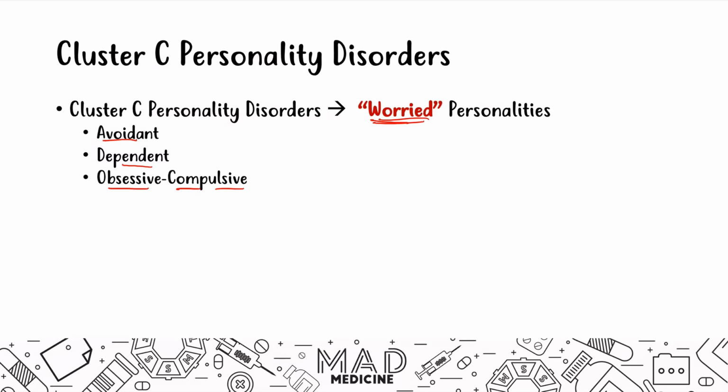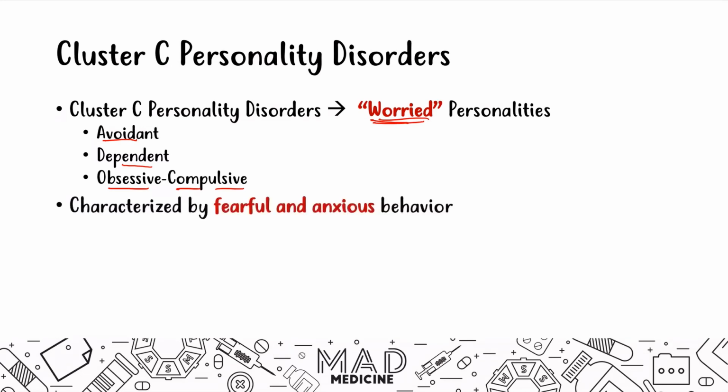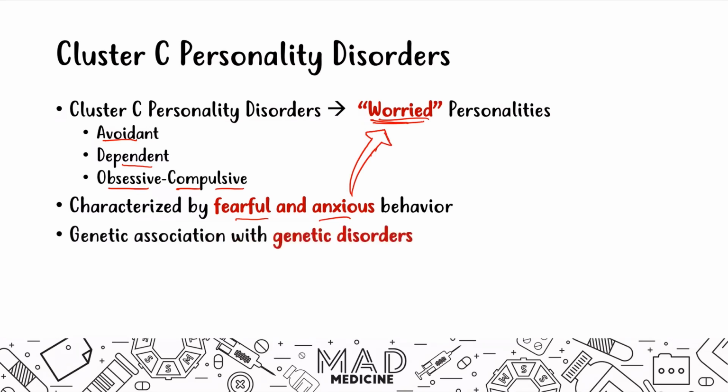Some things to know is that all of these personalities are characterized by fear and anxiety. That's the type of behavior they have across the board. That's why we call them the worried personality disorders, okay? So they're all characterized by that. And there's also a genetic association with several genetic disorders that tend to show up. So let's first start talking about avoidant personality disorder.